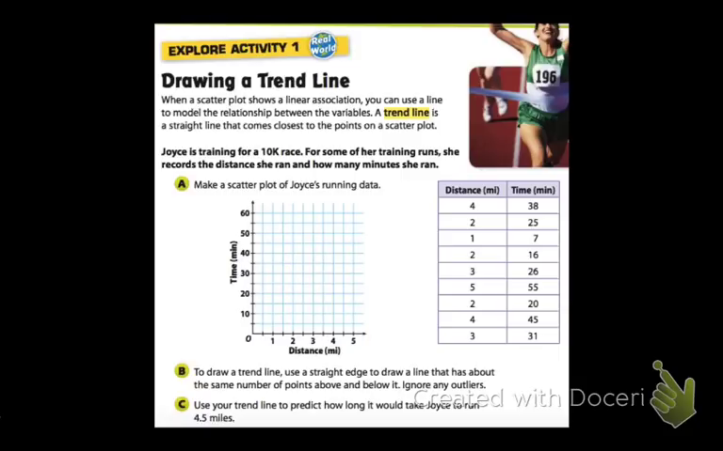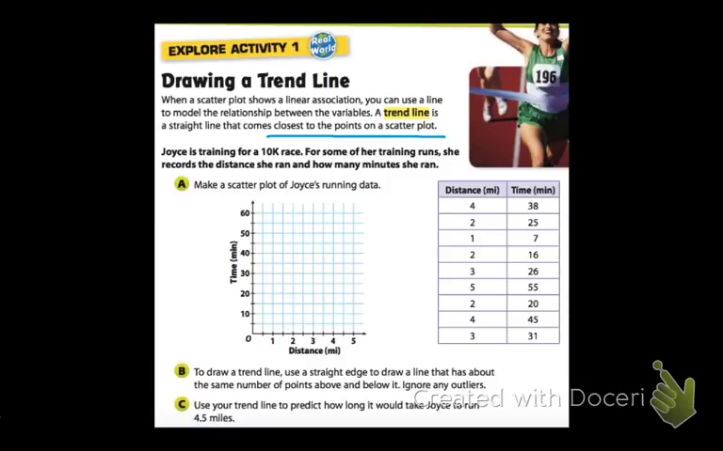When a scatter plot shows a linear association, you can use a line to model the relationship between variables. A trend line is a straight line that comes closest to points on a scatter plot. So right there at the very beginning, I'm already seeing that a trend line is not going to touch every point, but it's just going to give me a good idea or be close to the points on the scatter plot. As we talked about yesterday, a scatter plot with those points that do not form a straight line, we can't connect all of the dots with one straight line. So we are going to just get as close to the points as we possibly can.